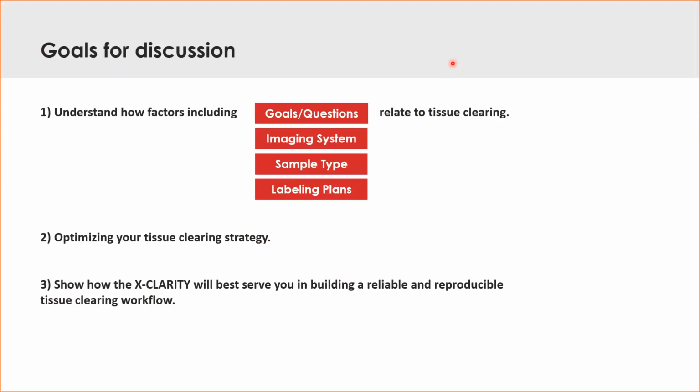Therefore, our goal in this portion of the discussion is to help you understand how these other components relate to tissue clearing and how to optimize your overall tissue clearing strategy based on that information. We hope to do this by posing some questions and making some recommendations along the way that we think will help you in your journey to establishing a reproducible tissue clearing workflow. Certainly, we'll focus on optimizing a pipeline using the X Clarity system. However, most of what we will be addressing is applicable no matter the tissue clearing method you decide to employ.